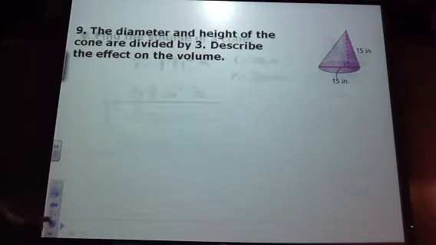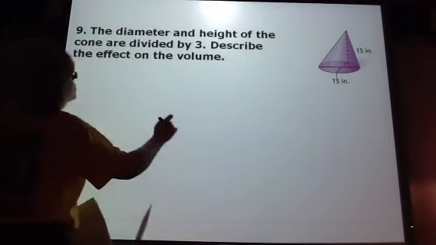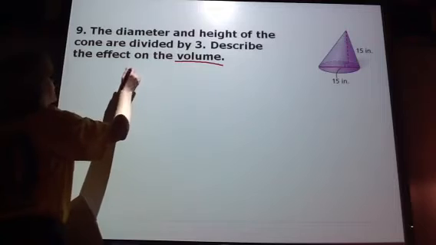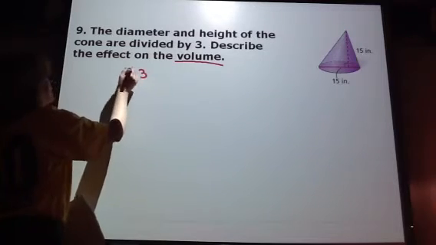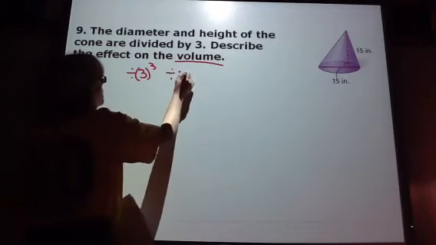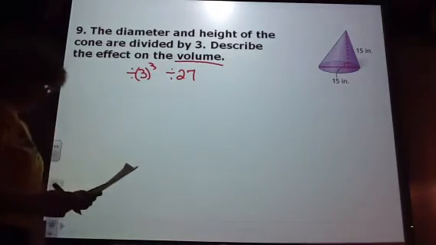Okay? All right, on this one, the diameter and the height of the cone are divided by 3. Describe the effect. Before we even start, you all know, because it's the volume, whatever the effect is, you cube it. So it's going to be divided by 27.